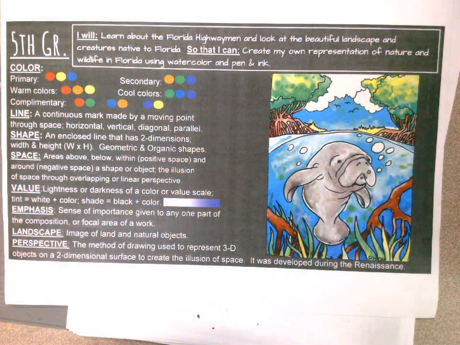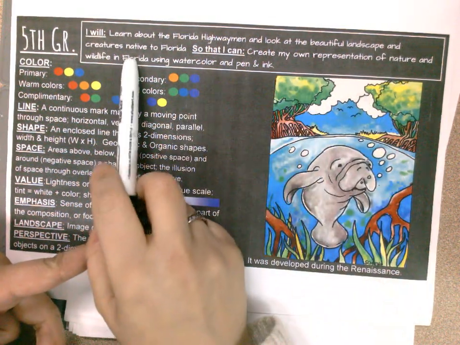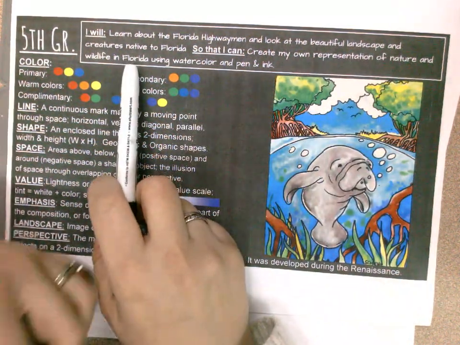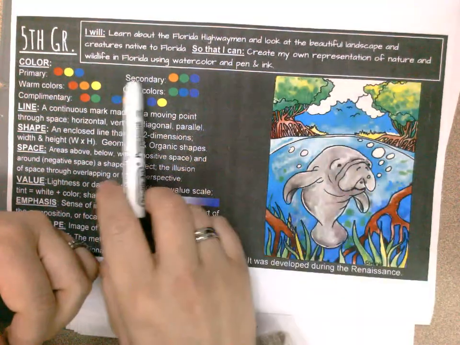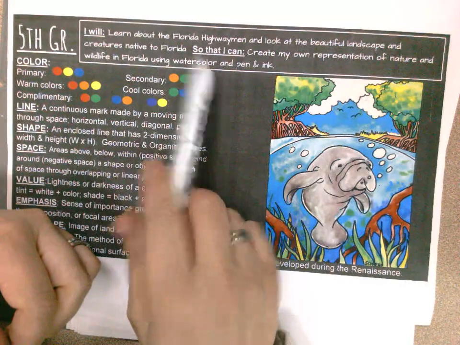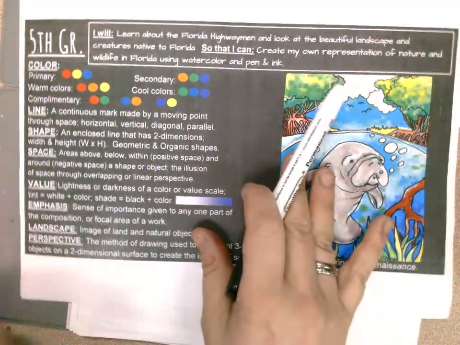All right, fifth grade. We are learning about the Florida Highwaymen and looking at beautiful landscape creatures native to Florida. You are lucky you get my favorite, the manatee, so that you can create your own representation of nature and wildlife in Florida using watercolor, pen, and ink. We'll start with the pen and ink today, watercolor next week.